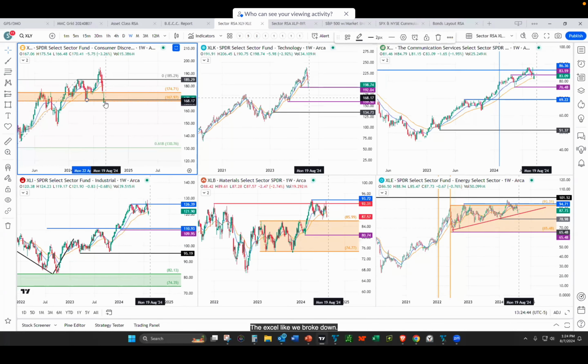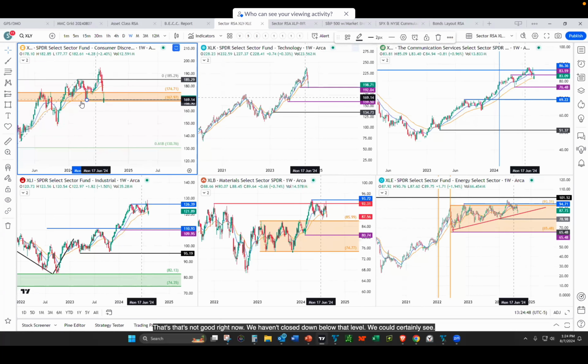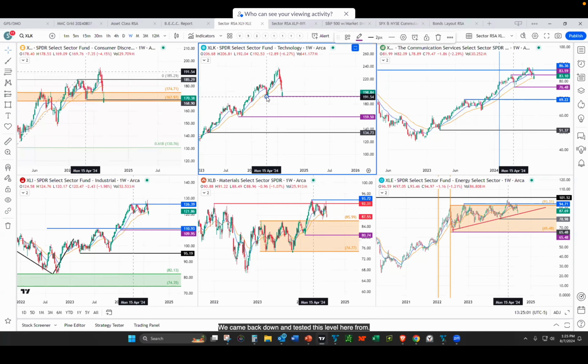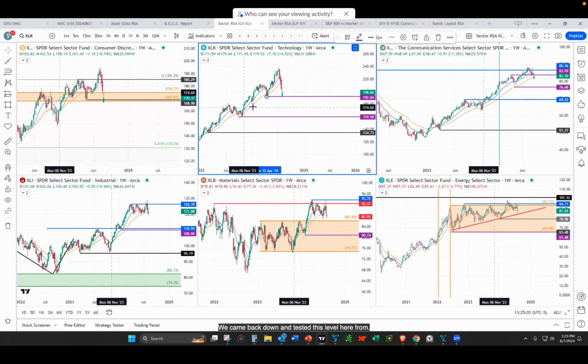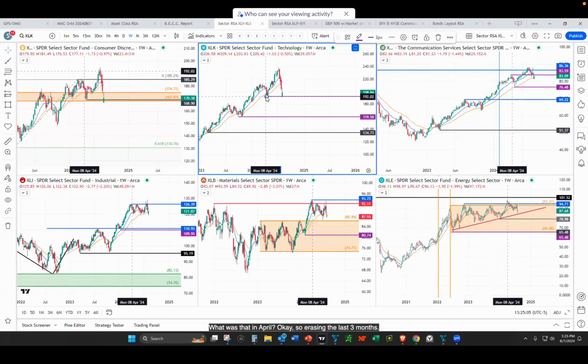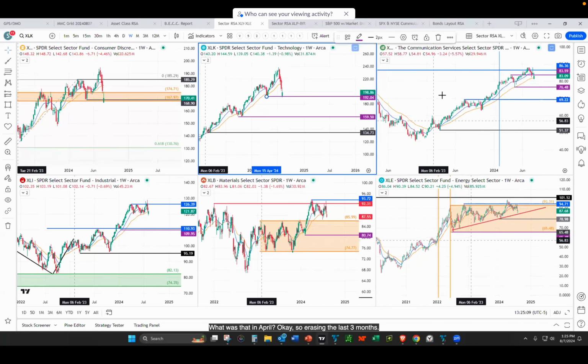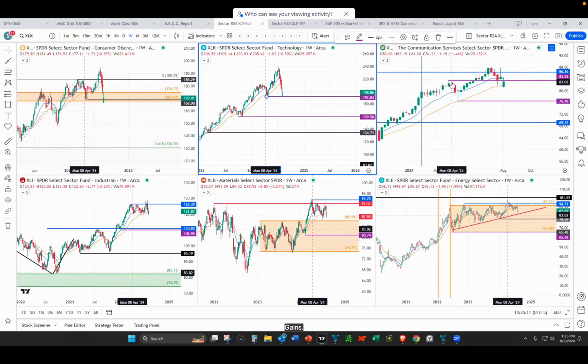And as we take a look at all of these, I can see that the trend here for the XLY, like we broke down this week below a key swing low. That's not good, right? Now we haven't closed down below that level. We could certainly see a move higher, but we could be witnessing the beginning of a break in structure. The same thing is true here for the XLK. We came back down and tested this level here from, what was that, in April. Okay, so erasing basically the last 3 months gains.